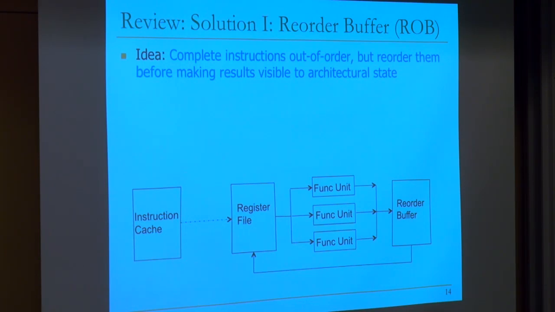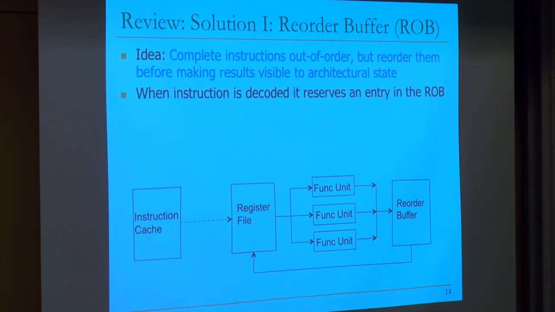OK, the reorder buffer idea was you can complete the instructions out of order in that multi-cycle execute pipeline. Different execution units can complete instructions out of program order. But before writing them into the register file or before making the results visible to the architectural state, we're going to reorder the instructions such that the sequential order is preserved. Simple, right? Very simple, actually. Basically, you have a reorder buffer that keeps instructions in order. And I've drawn you the picture.